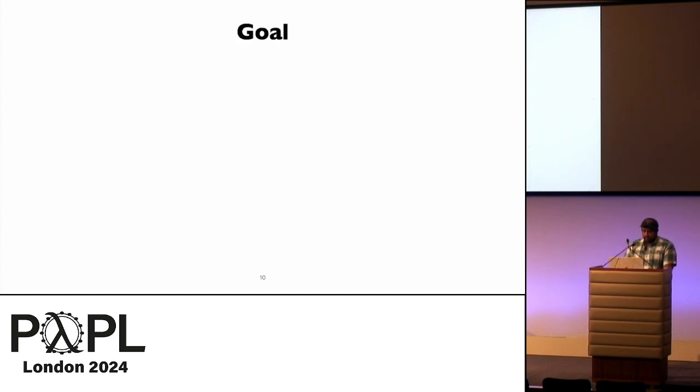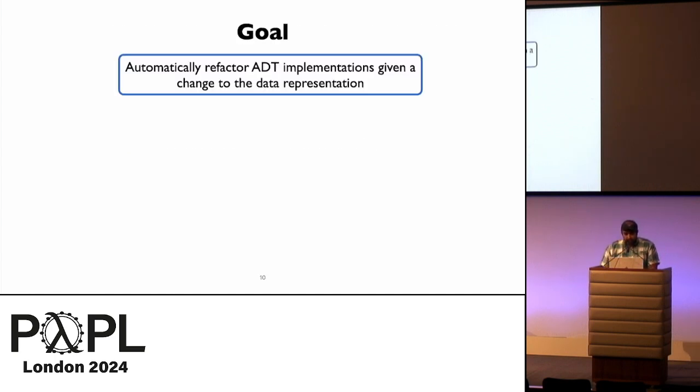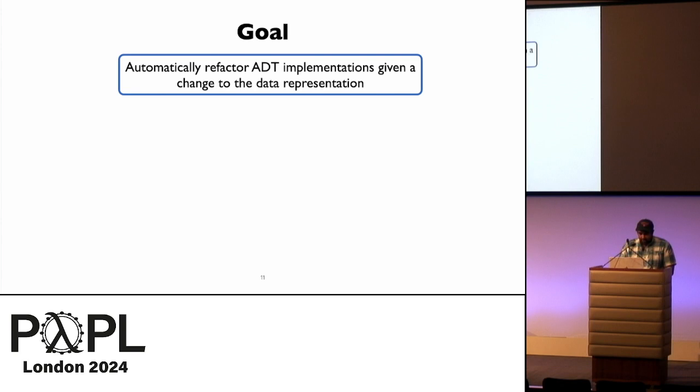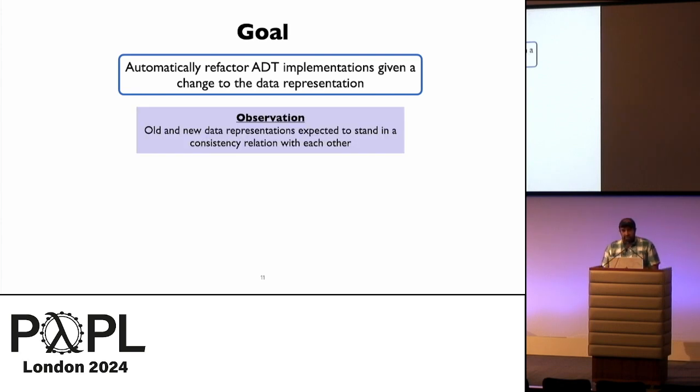Now, with this in mind, ideally, we would like to automatically refactor an ADT implementation given a change to the underlying data representation. However, in practice, there are many possible ways to refactor an implementation. How do we know what the intended one actually is? One thing we observed is that the old and the new data representations are oftentimes expected to stand in some kind of relation with each other.